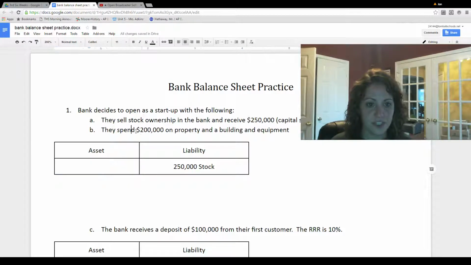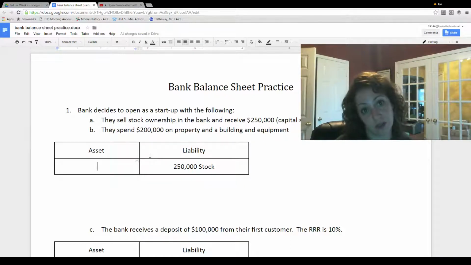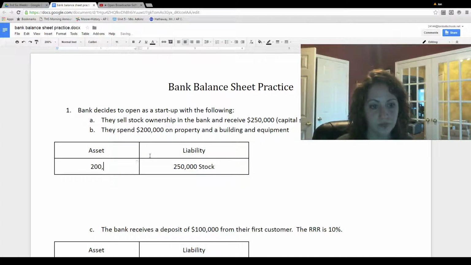Of course, they spend $200,000 on property and a building and equipment. So that's going to be an asset of property. If they were to go under, they can quickly sell that land, quickly sell that building, all the equipment in it, and it turns into cash, $200,000 cash. So what I'm going to do here is put that on the asset side and just label that property.